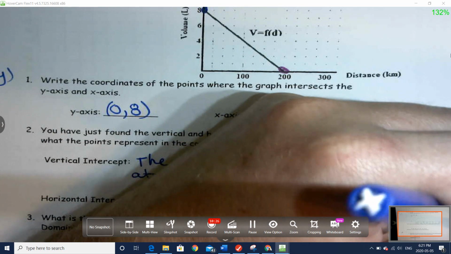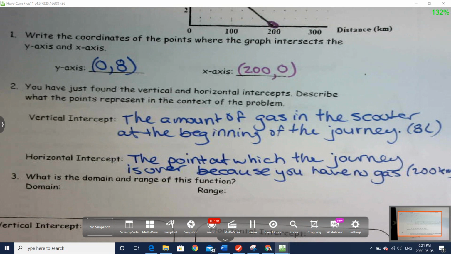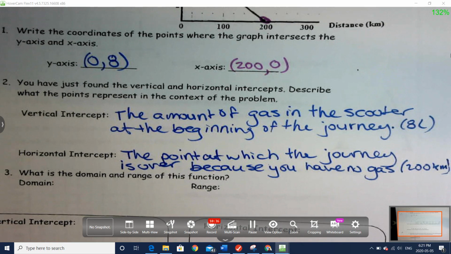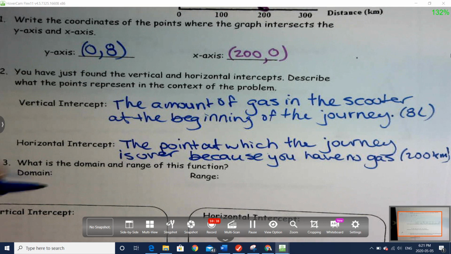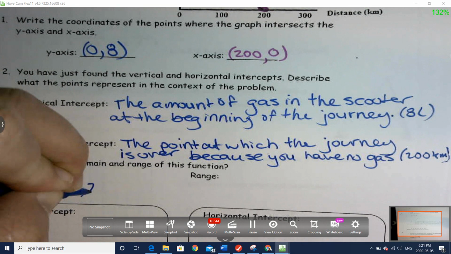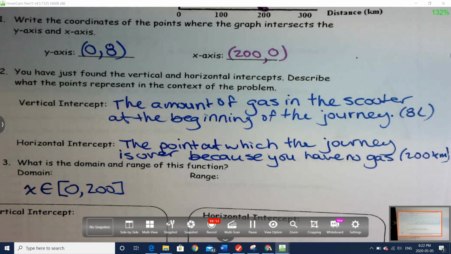Which would be 200 kilometers. If we're talking about the domain and range here, I'm going to write this in our abbreviated form, not our longer form. That would be that the possible values for x is that x is an element of [0, 200]. Square brackets, because I can include those values. There's actually a time when the distance is 0, and there's a time when the distance is 200.